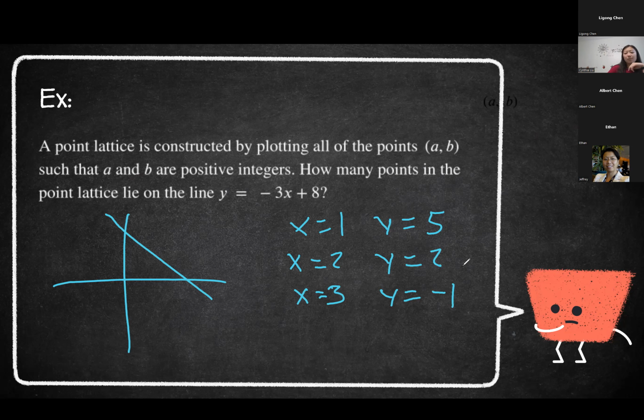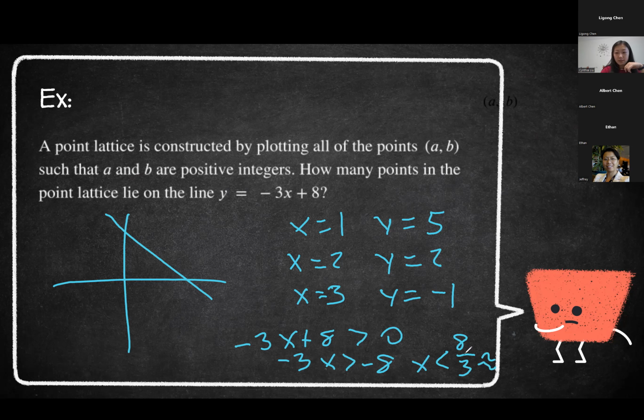But if these numbers are really big, then we obviously wouldn't be able to test everything out. So another way you could do this problem is, because they have to be positive, set negative 3x plus 8, which is y, to be greater than 0. Then you have negative 3x is greater than negative 8, and so x will be less than 8 thirds, and 8/3 is around 2 point something.